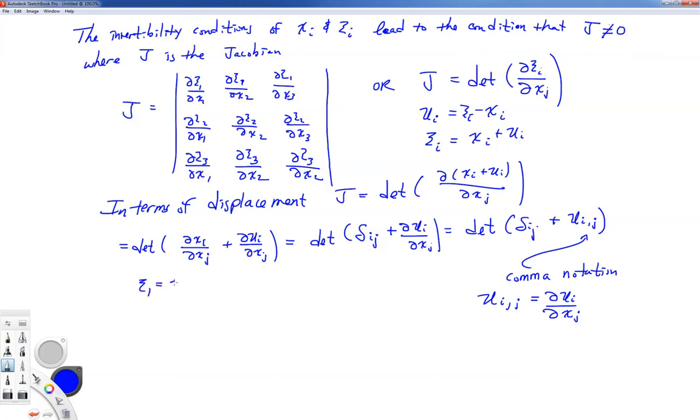Psi1 would be equal to x1 plus u1. The partial derivative of psi1 with respect to x1 would be equal to 1 plus the partial derivative of u1 with respect to x1.